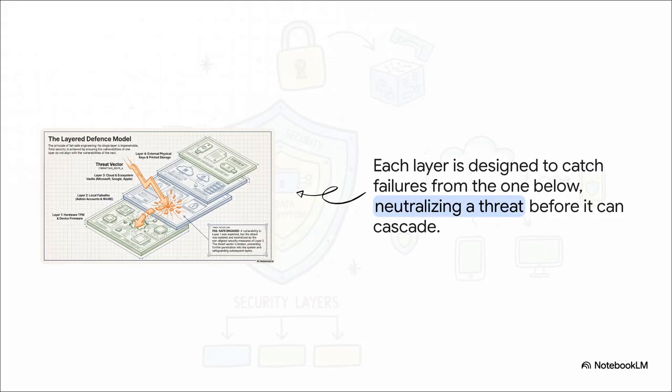Now this visual, this is where it all clicks. It shows you the whole philosophy in action. A threat might manage to break through Layer 1, the hardware, but because Layer 2's security measures are totally different, they don't have the same weakness, the attack gets isolated and neutralized right there. The attack vector is broken, and that catastrophic cascade just stops dead in its tracks.